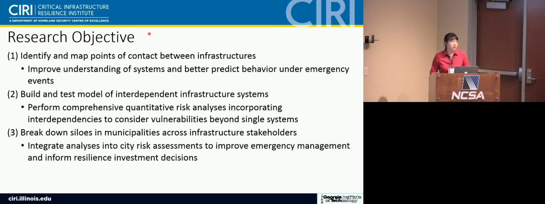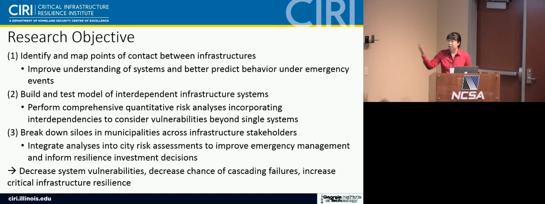So that was something that we really set out to do at the beginning of this project, is to make these different entities and these critical infrastructure stakeholders talk to each other and understand how their systems connect and interact. And then also to integrate the analyses from part two of this project into city risk assessments to improve emergency management and inform resilience investment decisions. And then overall, the large picture idea is to decrease system vulnerabilities, decrease chance of cascading failures, and increase resilience of our infrastructure.